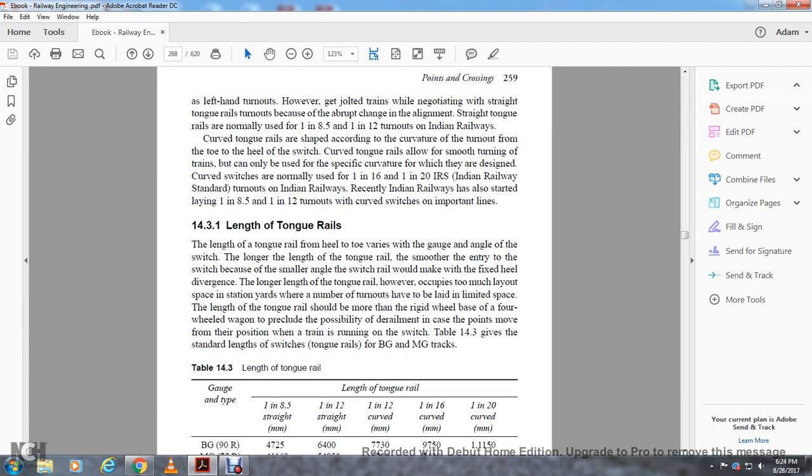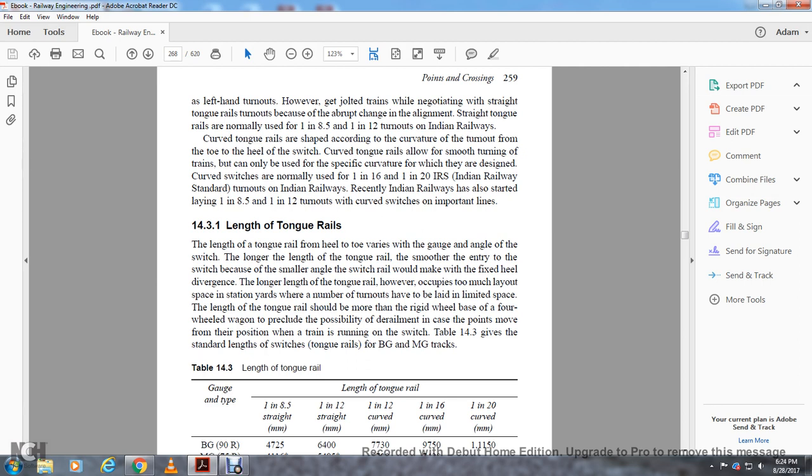14.3.1 Length of the tongue rail. The length of the tongue rail from the heel to the toe varies with the gauge and the angle of the switch. The longer the tongue rail and the smaller the entry angle of the switch, the smaller the angle between the switch rail and the stock rail, which can make a fixed heel with a long tongue rail. However, this occupies too much layout space in stations where the number of turnouts has to be limited by space.